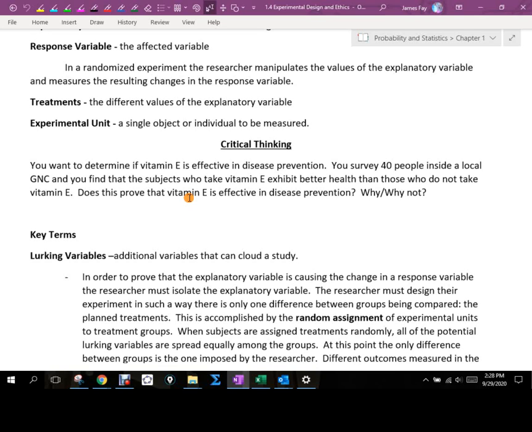Wait, what is GNC? What's GNC stand for? Geriatric. Yeah, it's like they sell supplements and vitamins and that kind of stuff. I don't know what it stands for.